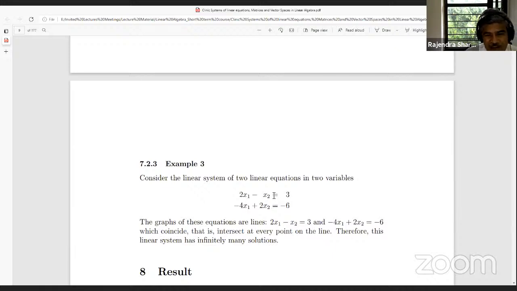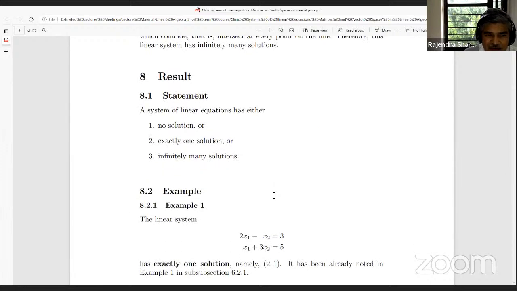So we have had examples now where the solution is unique, where there is no solution, and finally, this example, infinitely many solutions. So you can just state as a conclusion here that the system of linear equations has either no solution, exactly one solution, or it has infinitely many solutions.